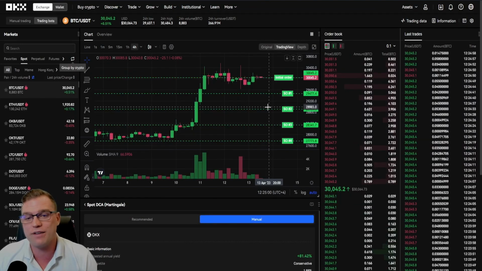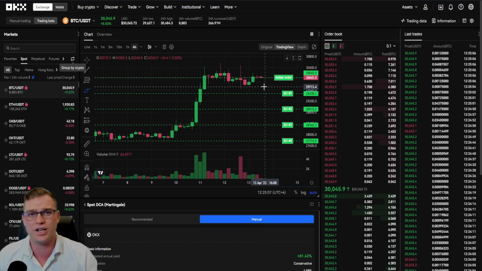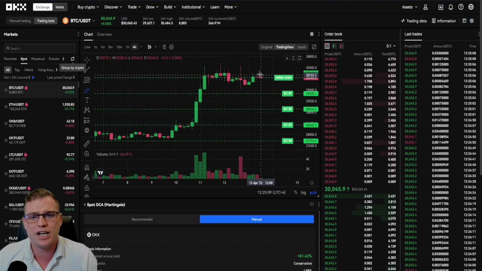Once you do that, they have set the parameters for you. You can see what is happening here to give you an illustration when it comes to dollar cost averaging with a martingale strategy, is that your initial order, should you start the bot, is going to purchase right here. If we just move this out the way.